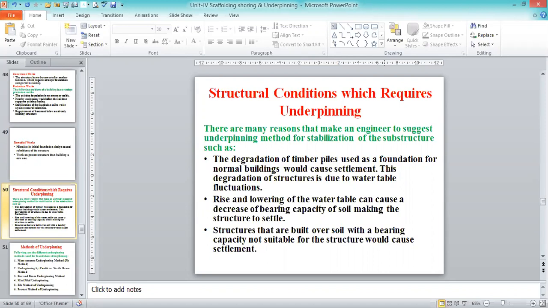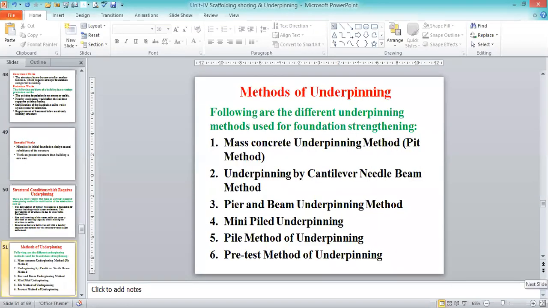Now we are going to come to the methods of underpinning. This is the heart of the topic. What are the different methods that we are going to use for strengthening of the foundation? Our main aim or objective is strengthening of the foundation or the repair works to be done to get the structural stability of the building. So for the methods of underpinning, 6 methods are available. For majority of cases, these are the 6 frequently used methods for underpinning.